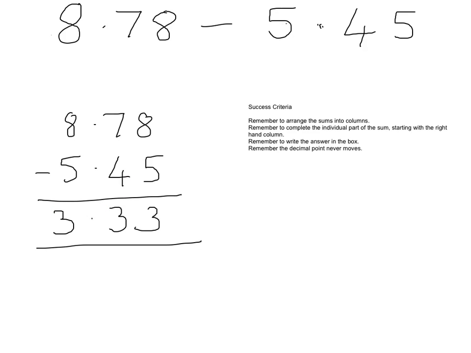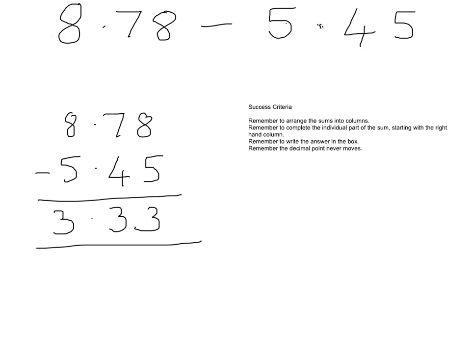Here we meet our final example. 8.78 subtract 5.45. Remember to arrange the calculation into columns. Hundredths, tenths, units, all correctly aligned. Remember to start the individual part of the calculation starting with the right hand side.